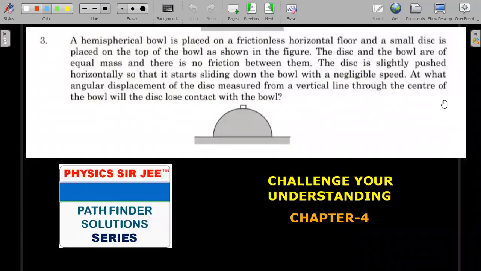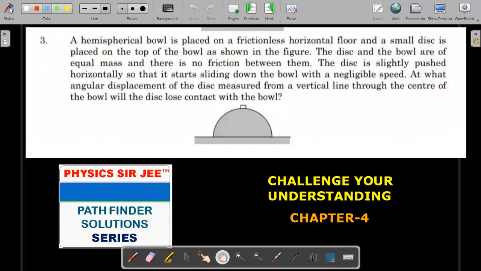A hemispherical bowl is placed on a frictionless horizontal floor, and a small disc is placed on the top of the bowl as shown in the figure. The disc and the bowl are of equal mass, and there is no friction between them. The disc is slightly pushed horizontally so that it starts sliding down the bowl with a negligible speed. At what angular displacement measured from the vertical line through the center of the bowl will the disc lose contact with the bowl? So this is the question.